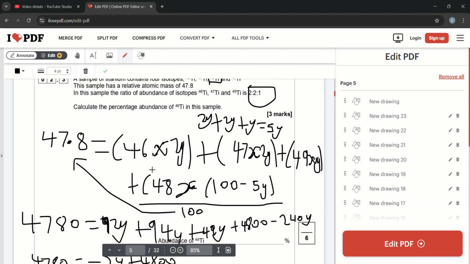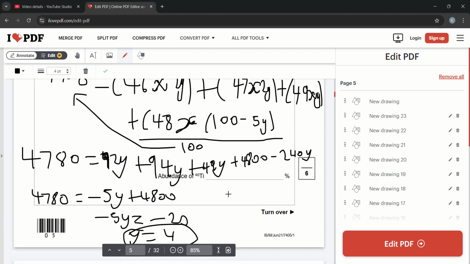46 times by 2y. So what's the answer going to be? Well, it's just going to be 2y. Therefore, 46 Ti is equal to 2y. Therefore, 2 times by 4 is equal to 8. And therefore, the abundance of 46 Ti is 8%.